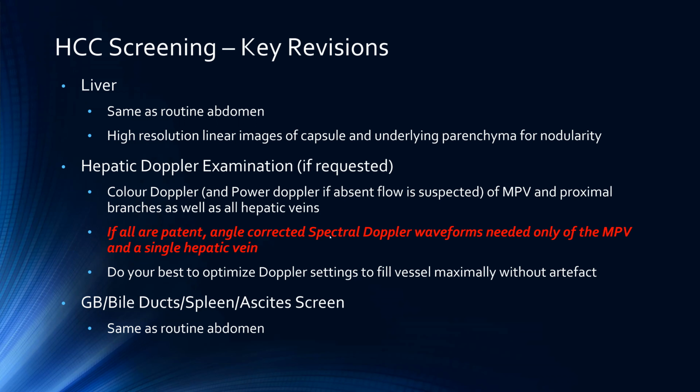But in terms of obtaining a spectral waveform, unless you note a filling defect or some abnormality in the main hepatic vein or within the IVC, I don't think we need to be doing spectral Doppler examinations of all three hepatic veins and the main, right and left portal veins. We can just limit it to these two structures. So in terms of picking the hepatic vein, really pick the one that's most clearly visible and easiest to find.